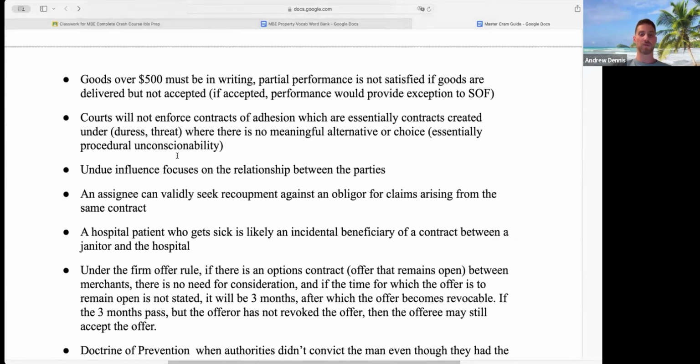Goods over $500 must be in writing. Partial performance is not satisfied if goods are delivered but not accepted. If accepted, performance would provide an exception to the statute of frauds.